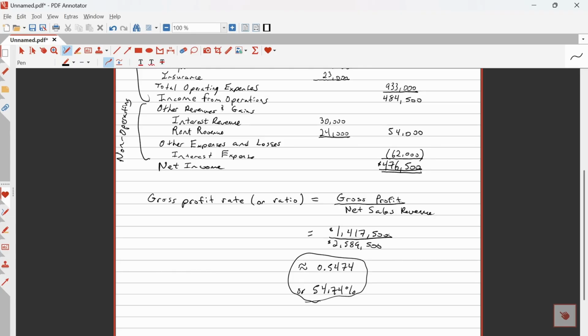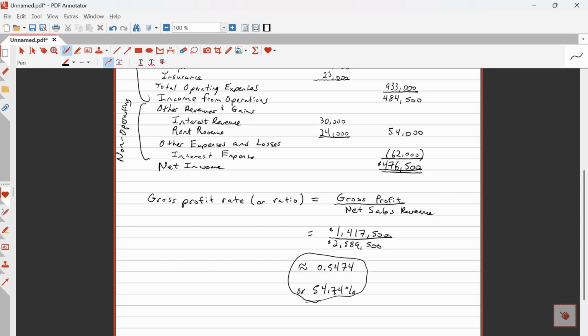And what do we get to do with that other 54 cents? We can use it to satisfy all the other operating and non-operating expenses. Does that make sense? That's the definition of gross profit and the interpretation.